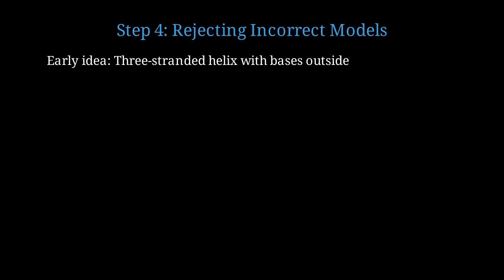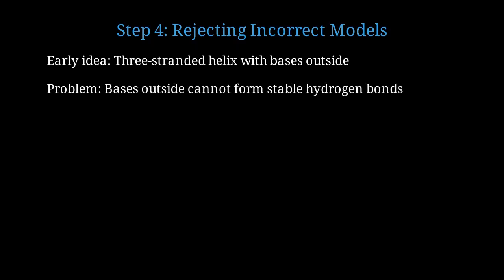The scientific method requires that we reject models that contradict experimental evidence. Watson and Crick initially considered several incorrect structures before arriving at the correct one. One early idea was a 3-stranded helix with the bases pointing outward. This model was quickly rejected because it did not match the X-ray diffraction data and violated chemical constraints. If the bases were on the outside, they could not form the stable hydrogen bonds required by Chargaff's rules. The model was chemically implausible.